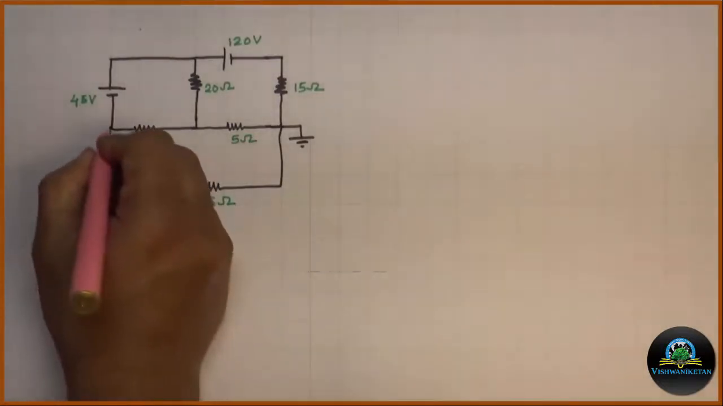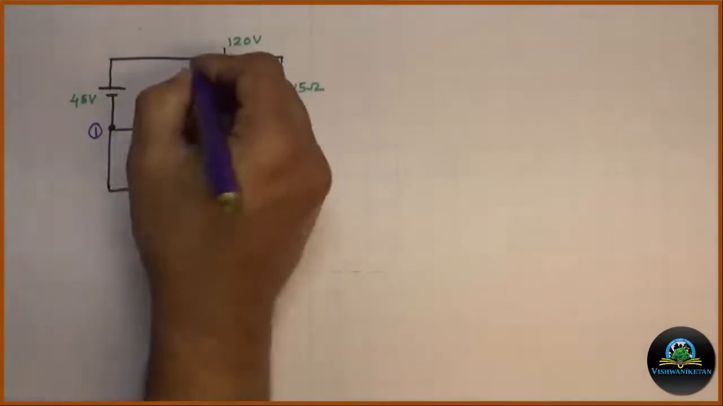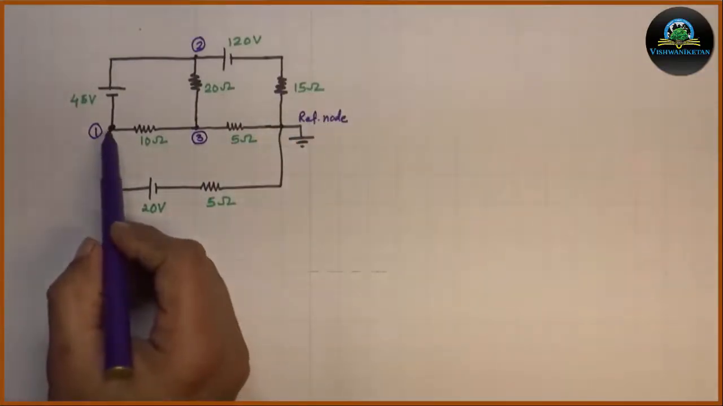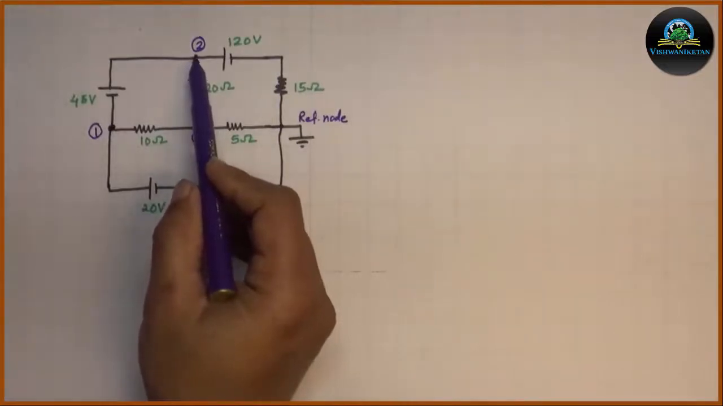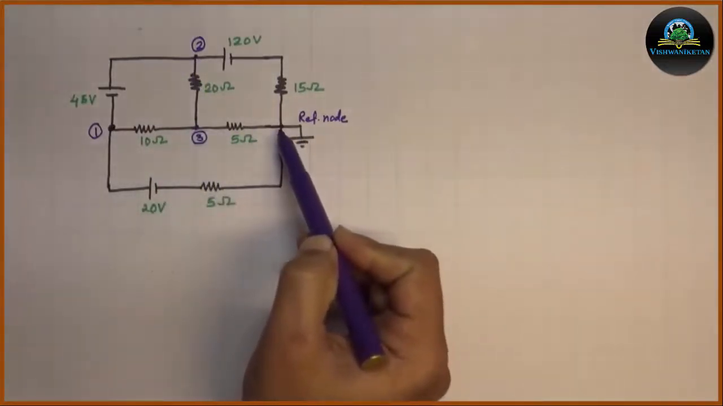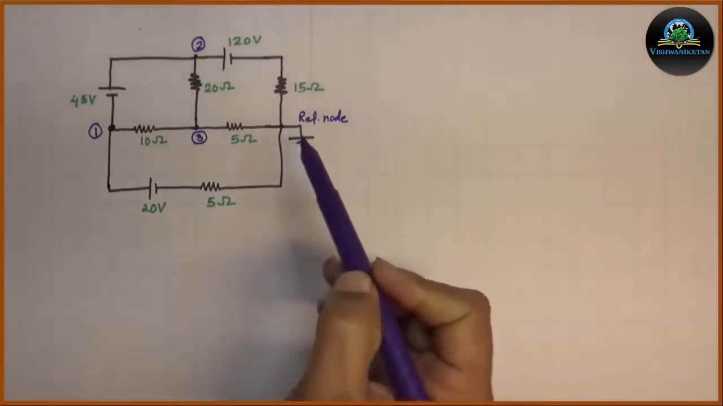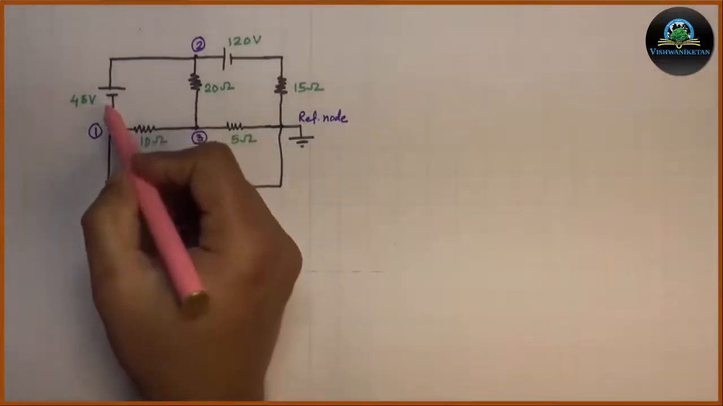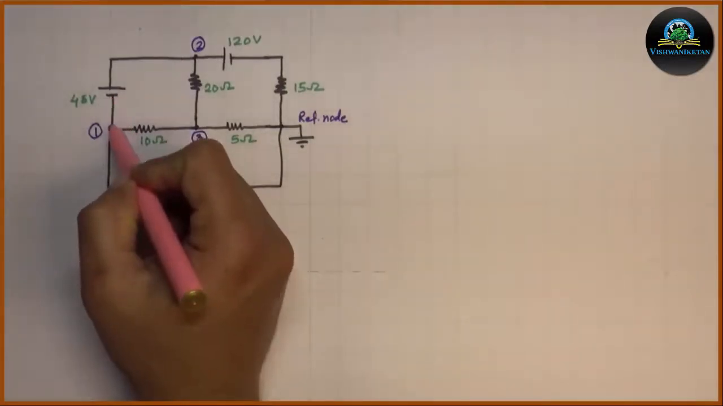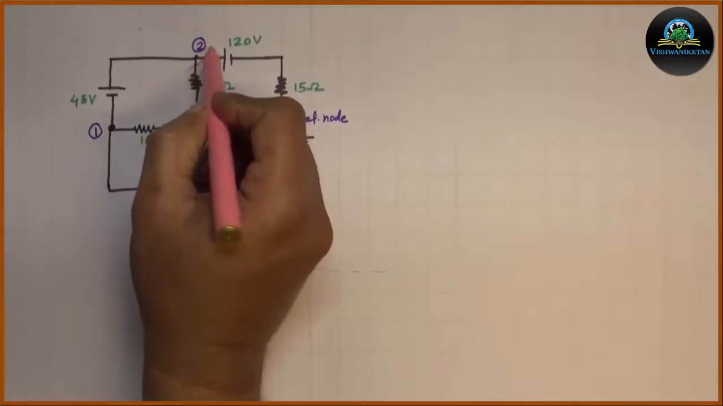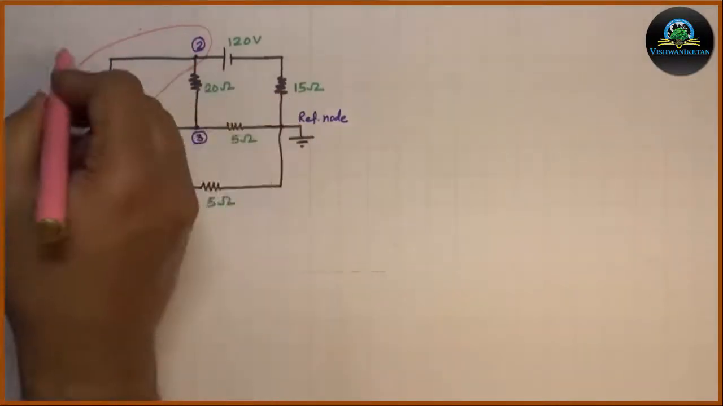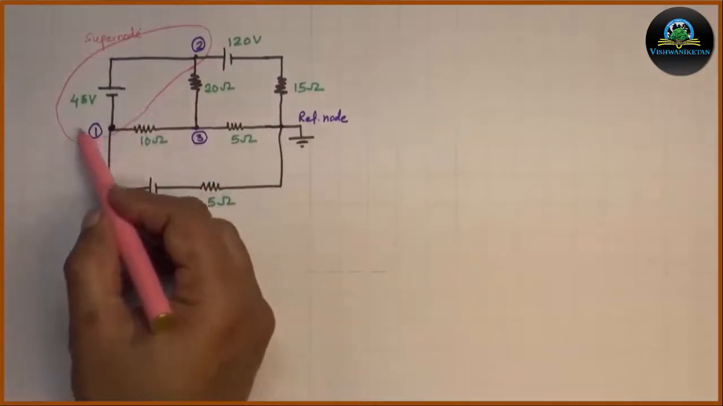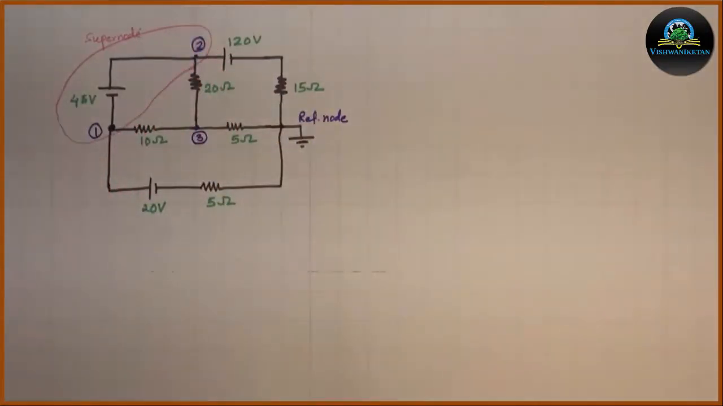Let us mark the node. Let this node be node number 1. Let this node be node number 2, node number 3, and in the numerical the reference node is already indicated. So we will take the same node as a reference node which is connected to ground. As the 45 volt battery source is connected between node 1 and 2, these two nodes will act as a supernode. Hence, this portion or these two nodes will be considered as supernode.